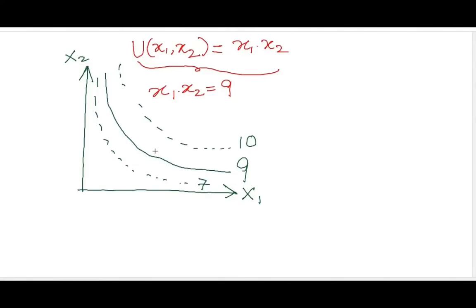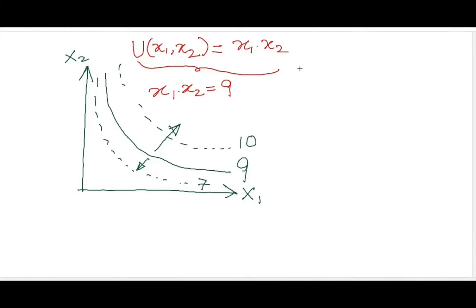So if you go in this direction, you're increasing both the quantities, so naturally your utility will increase. More is better. And if you go in this direction, you're decreasing both the quantities, so definitely you will move towards a lesser value of utility function.